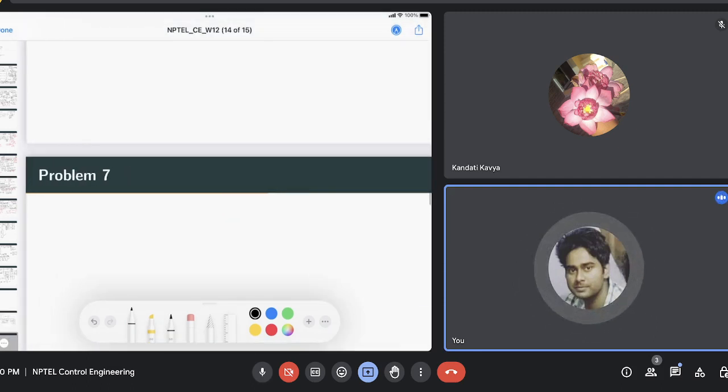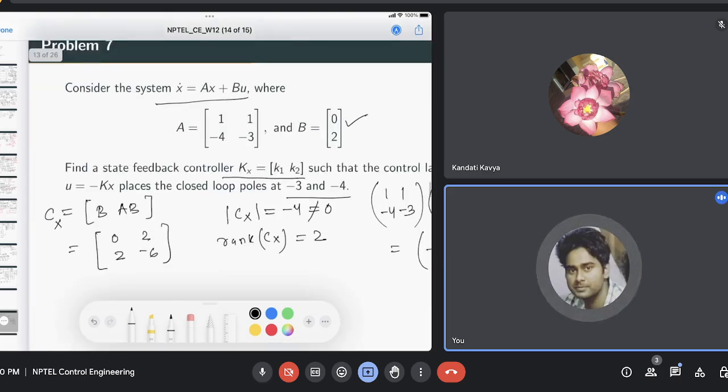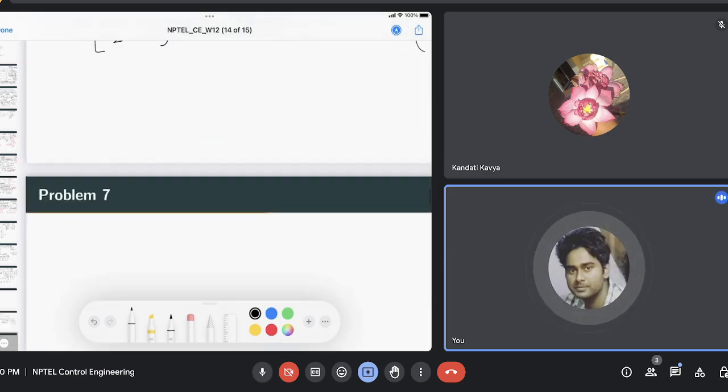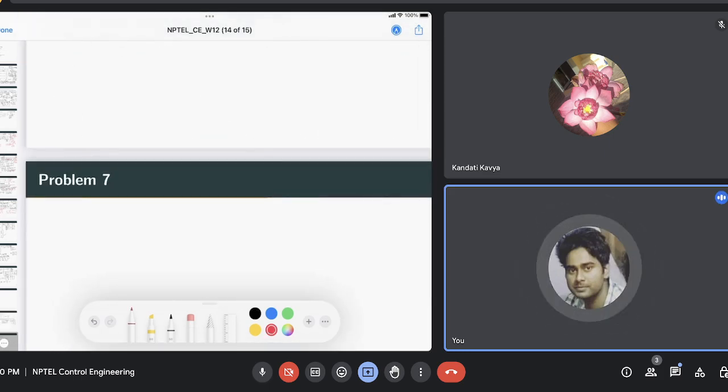So first we'll write the characteristic equation with these poles. What is the desired characteristic equation? We want the poles to be at -3 and -4. So it will be s square plus 7s plus 12 equal to 0. So this is the desired characteristic equation. So we'll first use the direct approach.